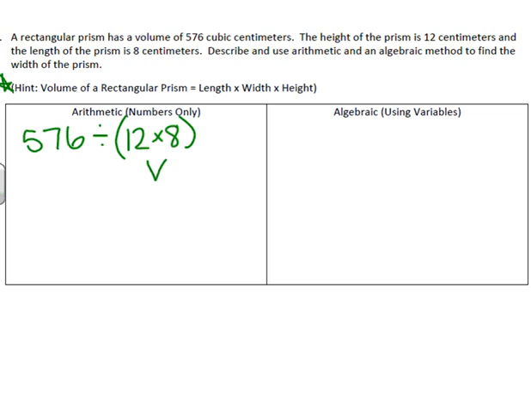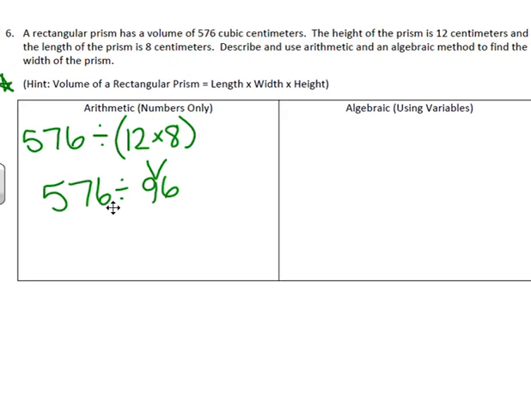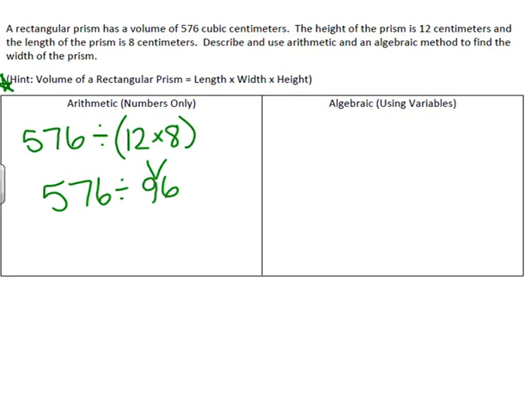Then we can start solving it. 12 times 8 is 106. And actually that is 96. And then 576 divided by 96 is going to give us 6. So since we're talking about a word problem and geometry, we need to make sure we put units on there. Okay, so there's your arithmetic way. Just an expression, no equal sign, no variables, just the numbers.